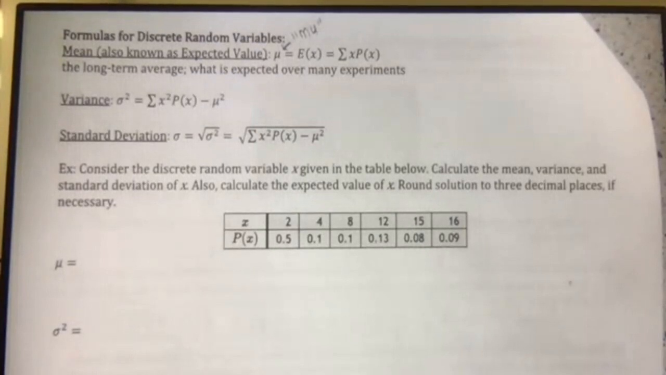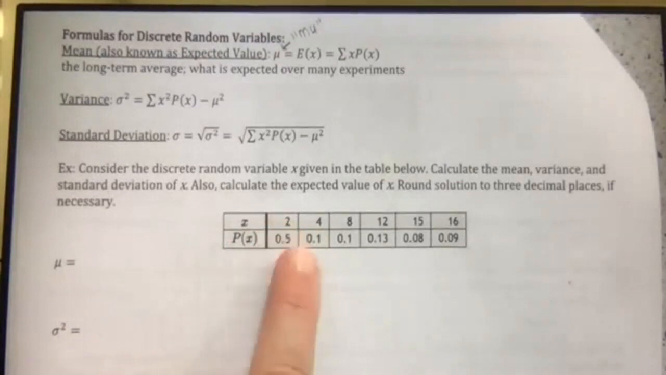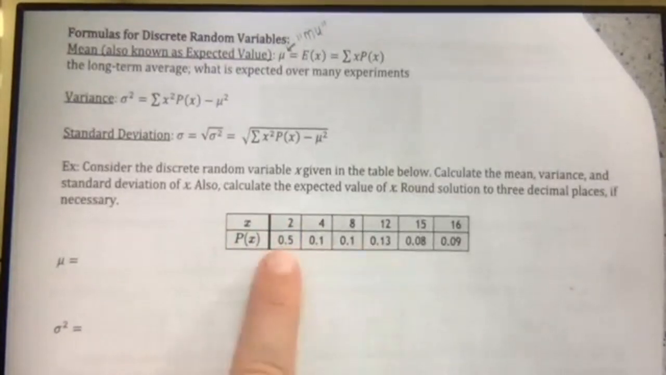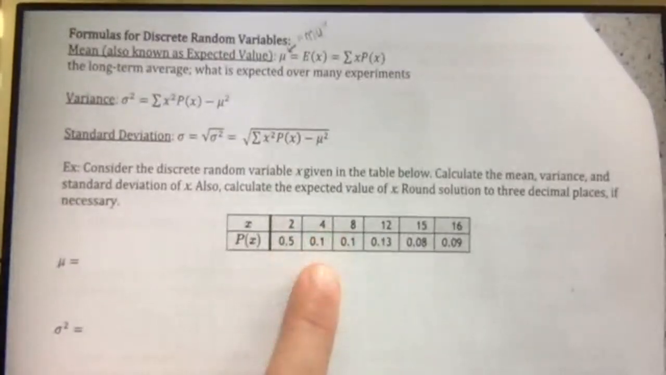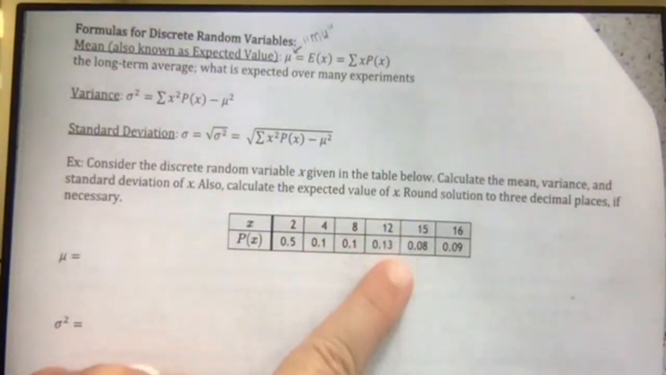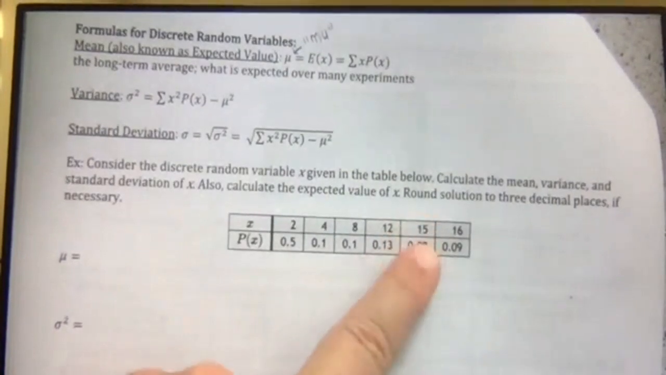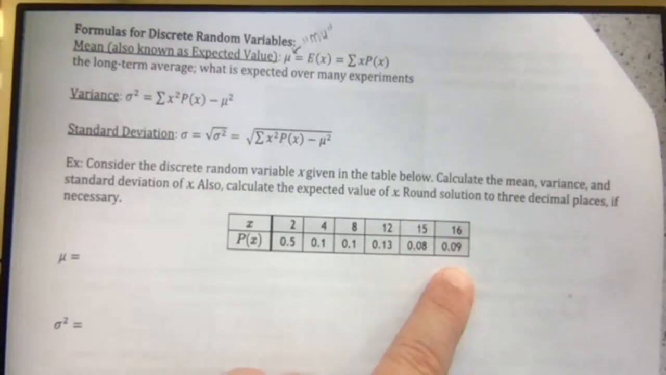This example says, consider the discrete random variable x given in the table below. Calculate the mean, variance, and standard deviation of x. Also calculate the expected value, rounded to 3 decimal places if needed. It tells us our x options, 2, 4, 8, 12, 15, and 16, and their probabilities. For 2, the probability is 0.5. For 4, it is 0.1. For 8, it is 0.1. For 12, it is 0.13. For 15, it is 0.08. And for 16, it is 0.09.